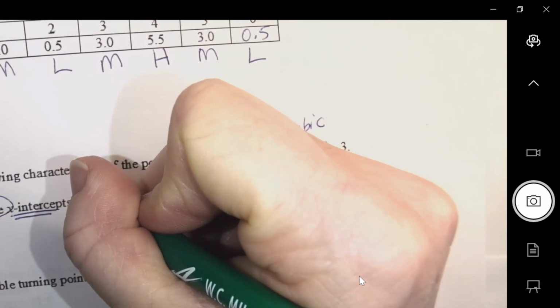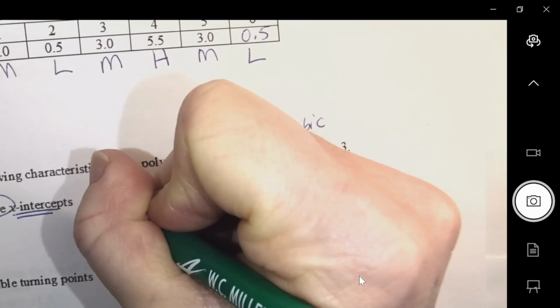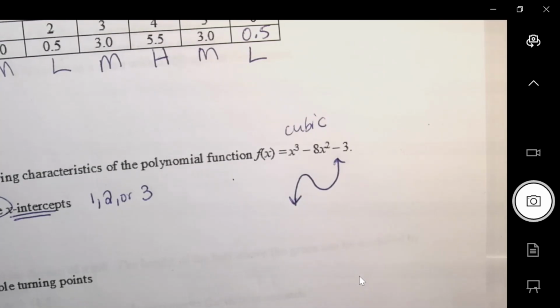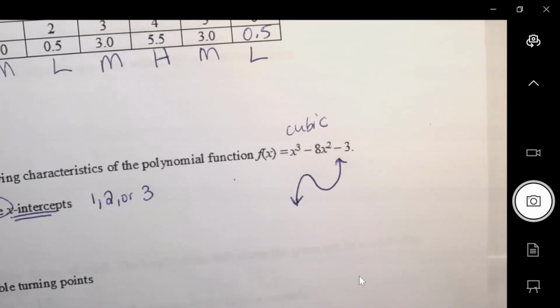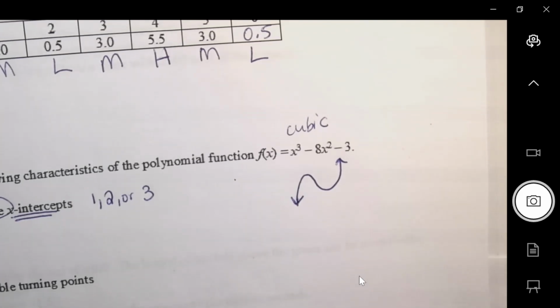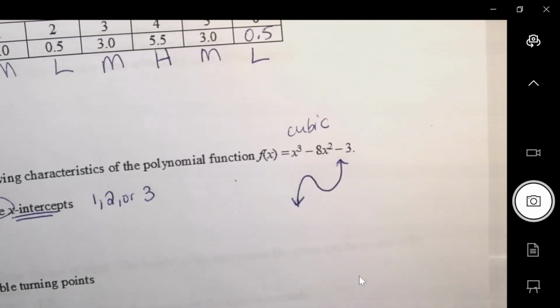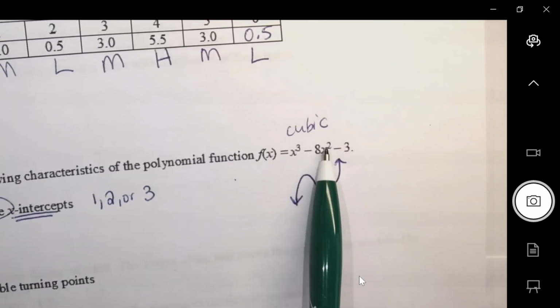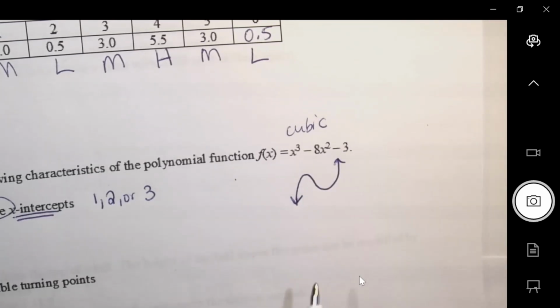You could have 1, 2, or 3. You could have up to 3. You can't have 0, right? This is for sure going to cross somewhere. What is the y-intercept? How do we do the y-intercept like that quickly? If x equals 0, what happens? Gone, gone, -3.